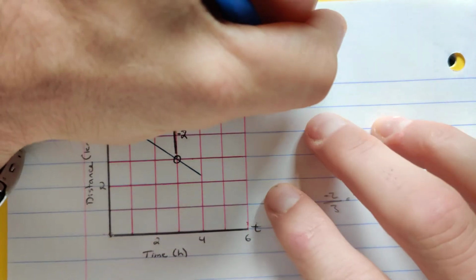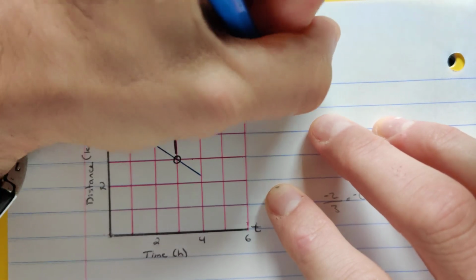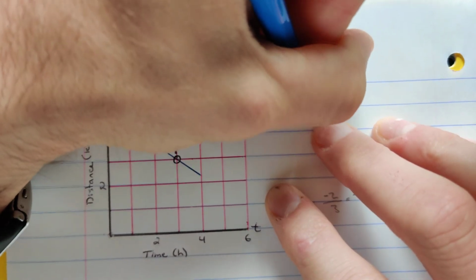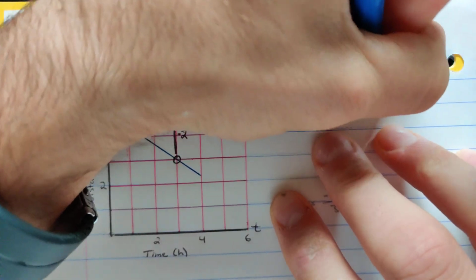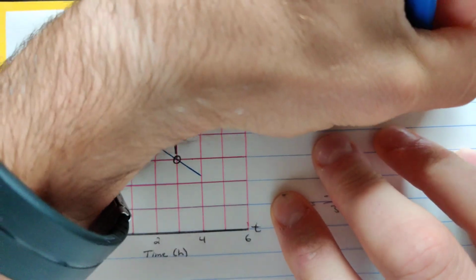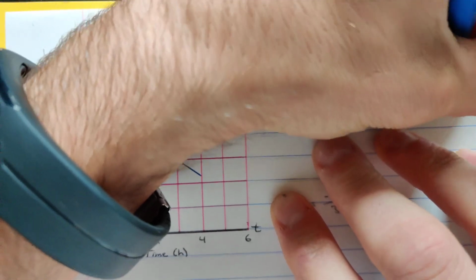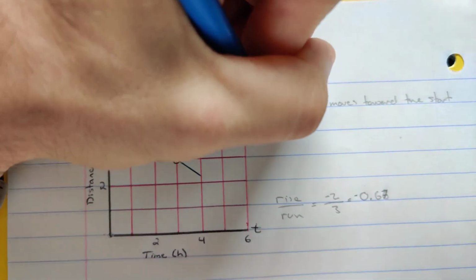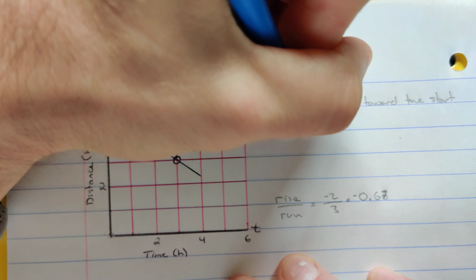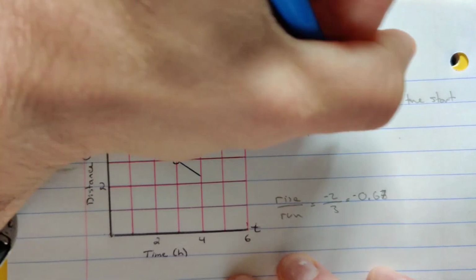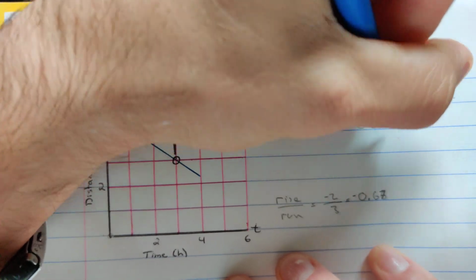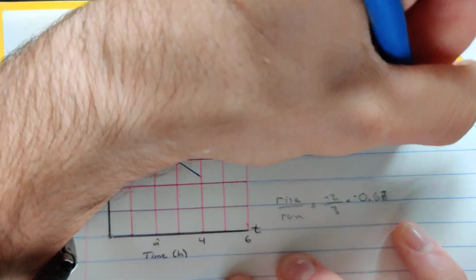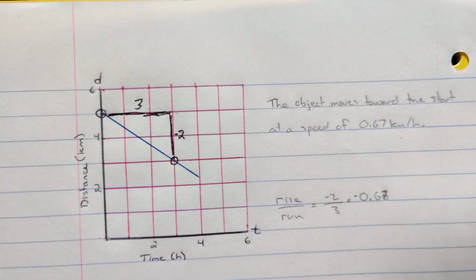So to describe this, the object moves toward the start at a speed of 0.67 kilometers per hour. Why didn't they put the negative sign there?